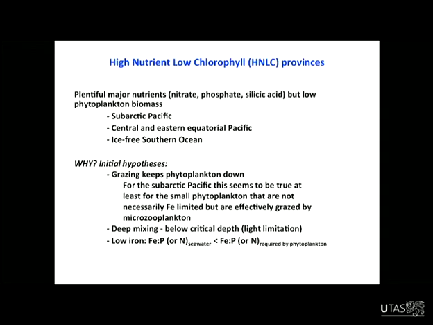Others thought that it was what I was talking about before, low average light levels. Especially in the North Pacific, we have pretty deep mixed layers. So it was deep mixing that was causing light limitation, that was limiting the uptake of phytoplankton.